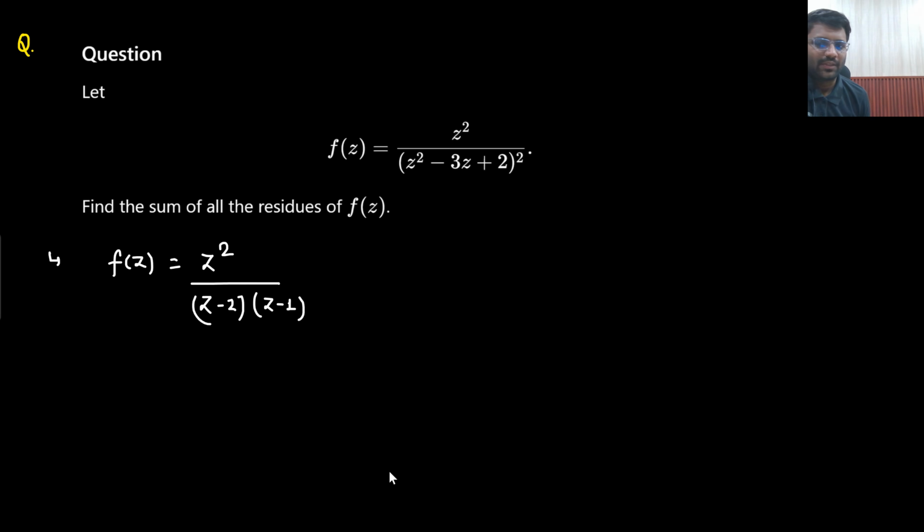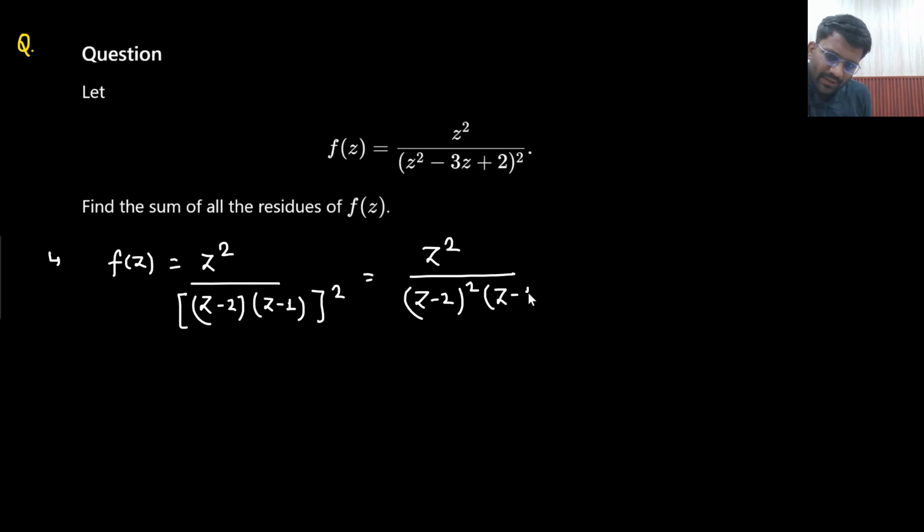Say yes or no? z minus 2 into z minus 1, and then it's a whole square. So what is the answer you are getting? z square upon z minus 2 whole square, z minus 1 whole square, right?